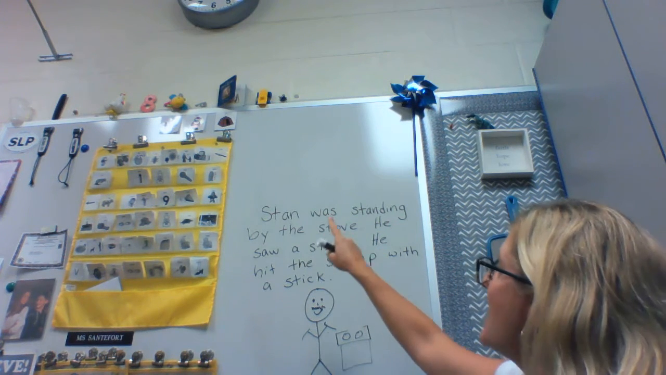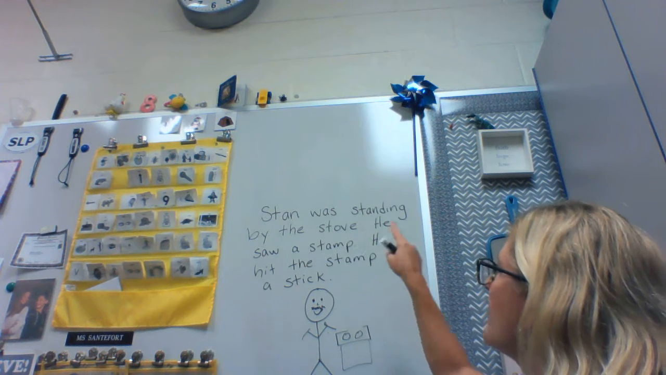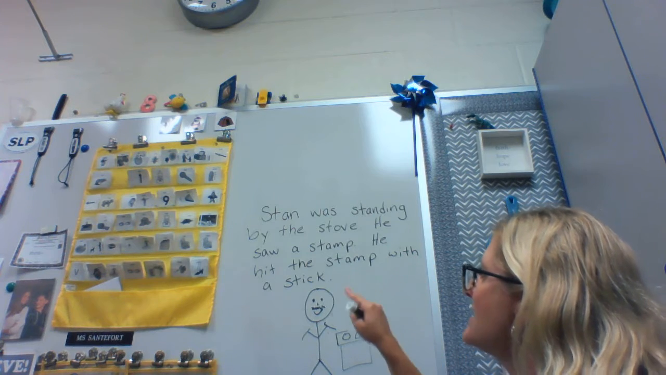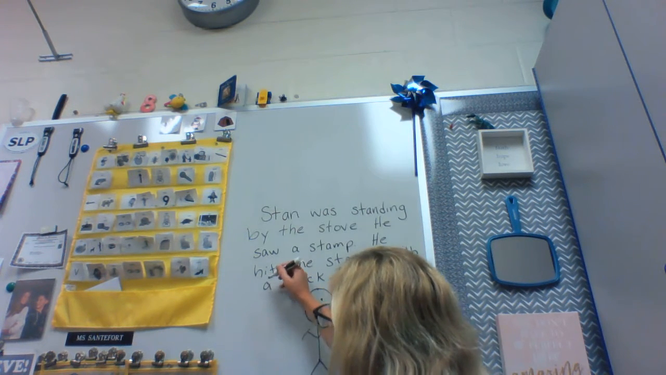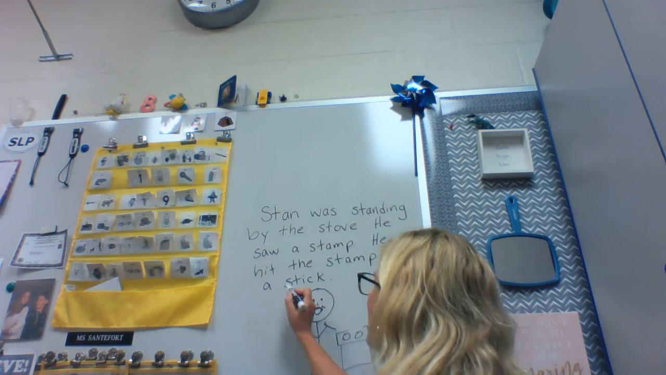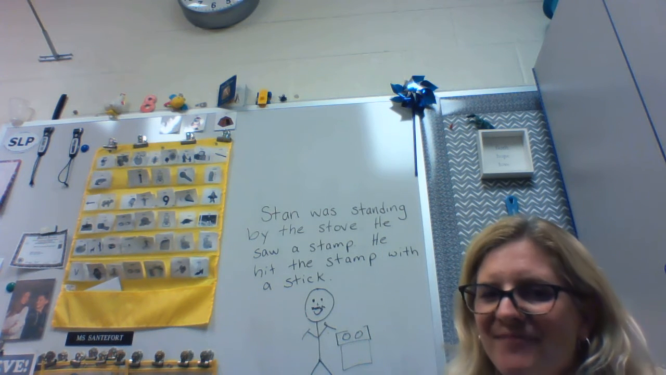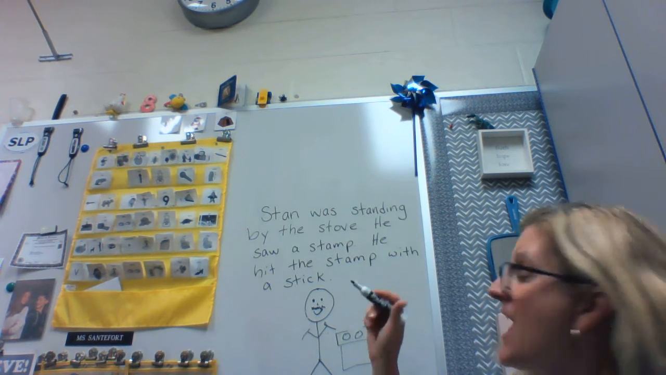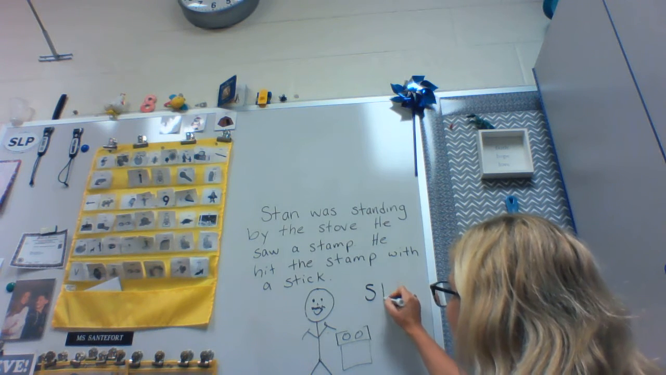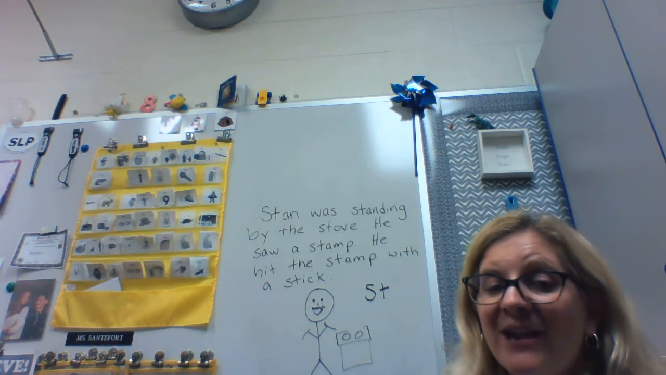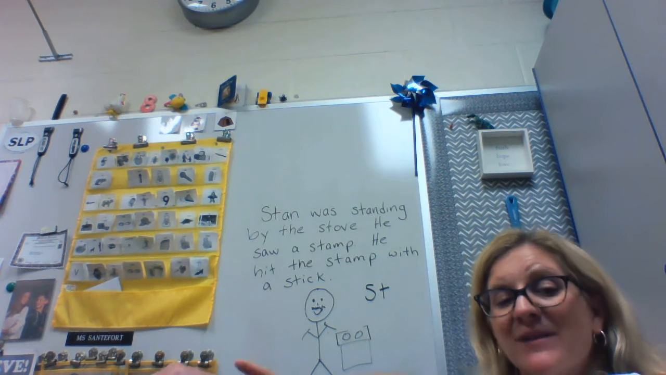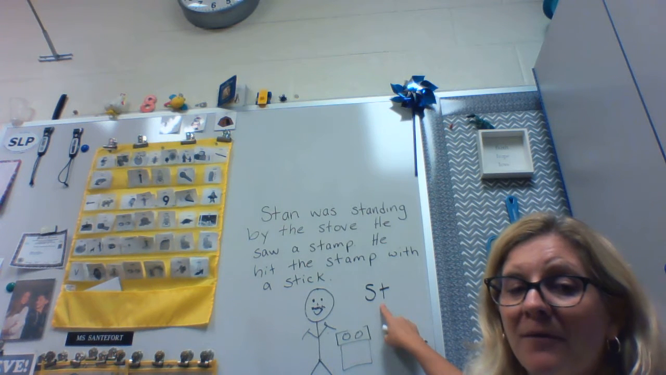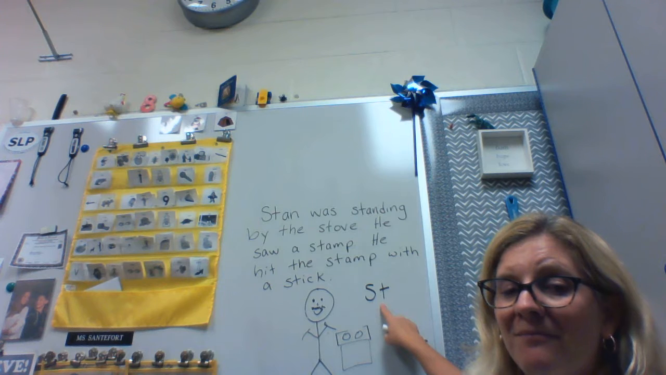It says this. Stan was standing by the stove. He saw a stamp. He hit the stamp with a stick. I can fix that A a little bit better. Okay, now here's the thing. Remember I told you that our go-togethers for the day are S and T. You spell that with an S and a T. We can find words in the story that start with st by just finding words that start with S and have a T right afterward. So we're going to find those now.